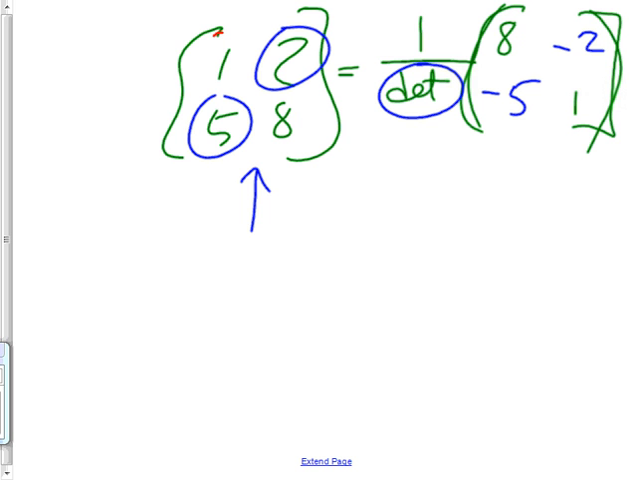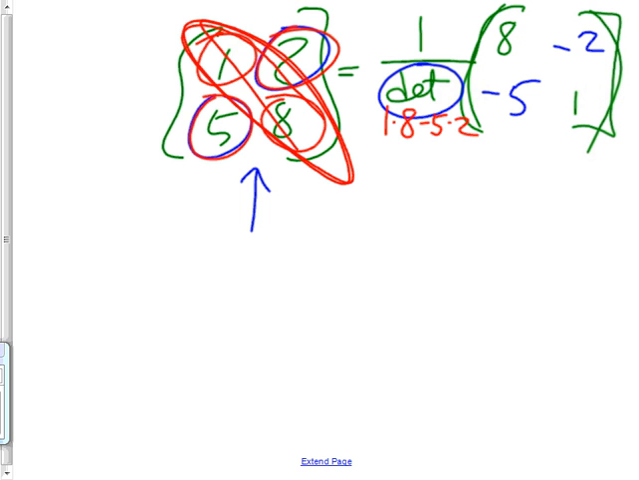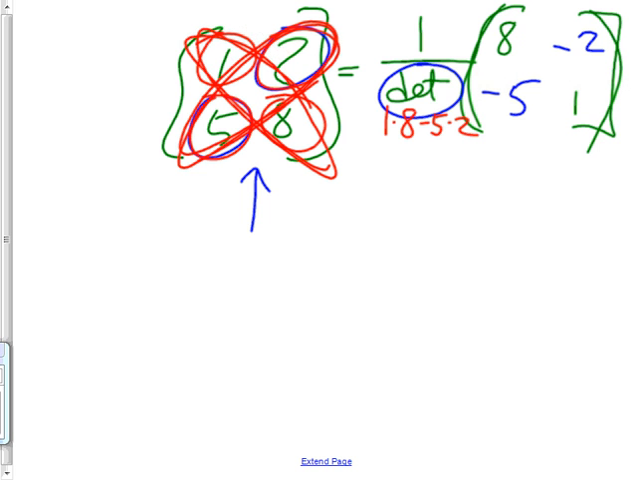It's 1 times 8 minus 5 times 2. You take these two positions, you multiply them. Oh, I got a little sloppy there. Those two positions and multiply, and then you take these two positions and multiply, and then you subtract them. So in this case, it's 1 over 8 minus 10, which makes negative 2. That's okay. The only number you can't have there?